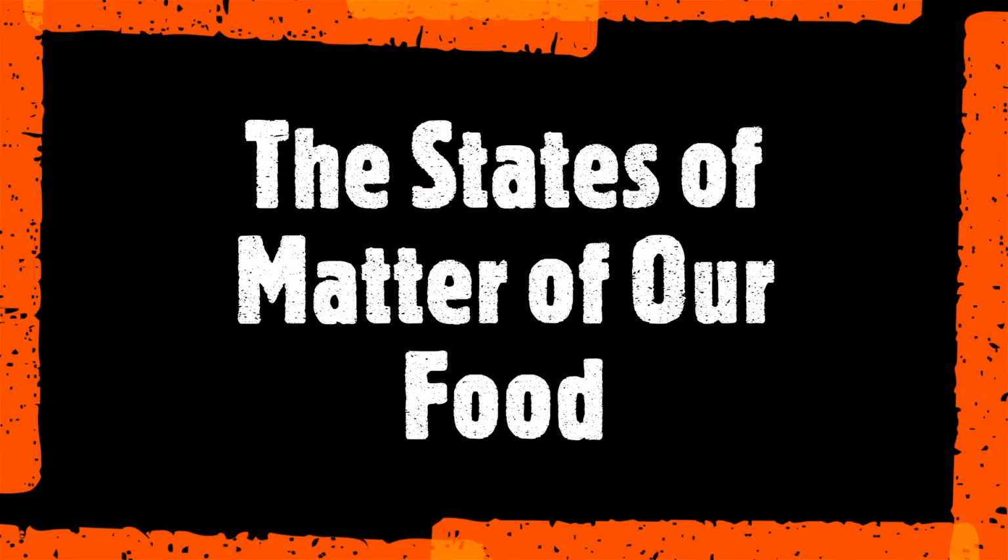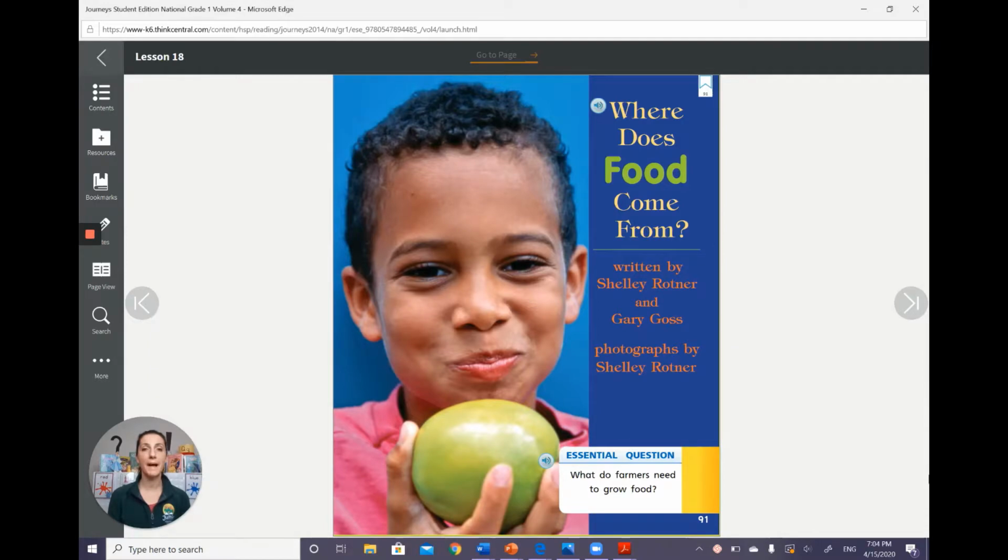Okay, everybody, so let's combine what we are learning in science about the states of matter with what we are learning in English about where our food comes from. Back to our textbook that we read together on Wednesday when we had our meeting together. So we read this story, Where Does Food Come From?